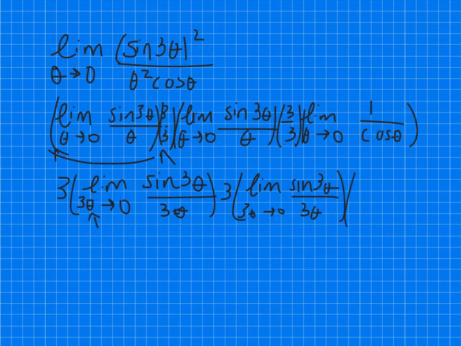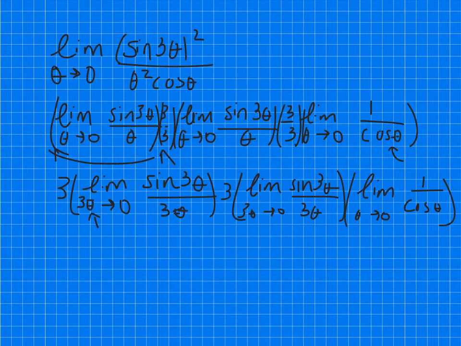Now you didn't change this one because, as you can see, there's no need to get it to equal 1, because the cosine of theta as theta equals 0 is non-zero. So we just leave that as the limit of 1 over cosine theta as theta approaches 0.